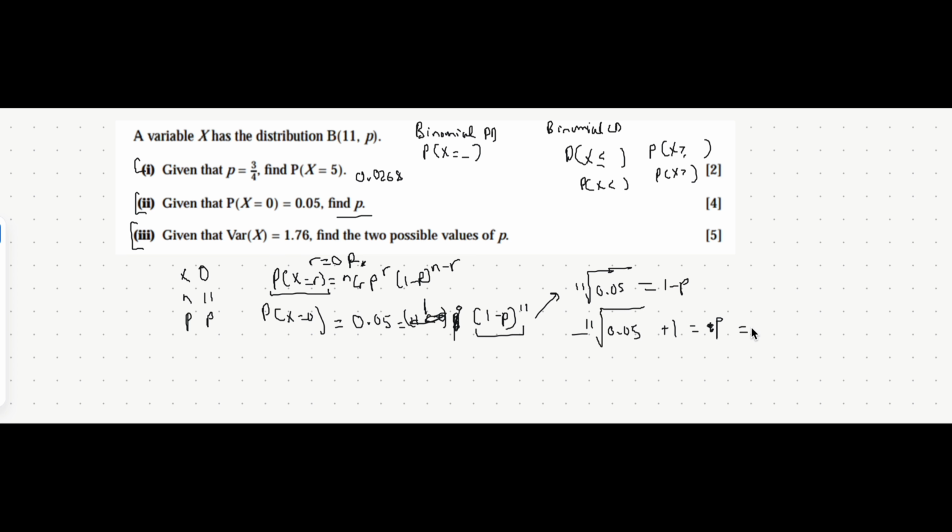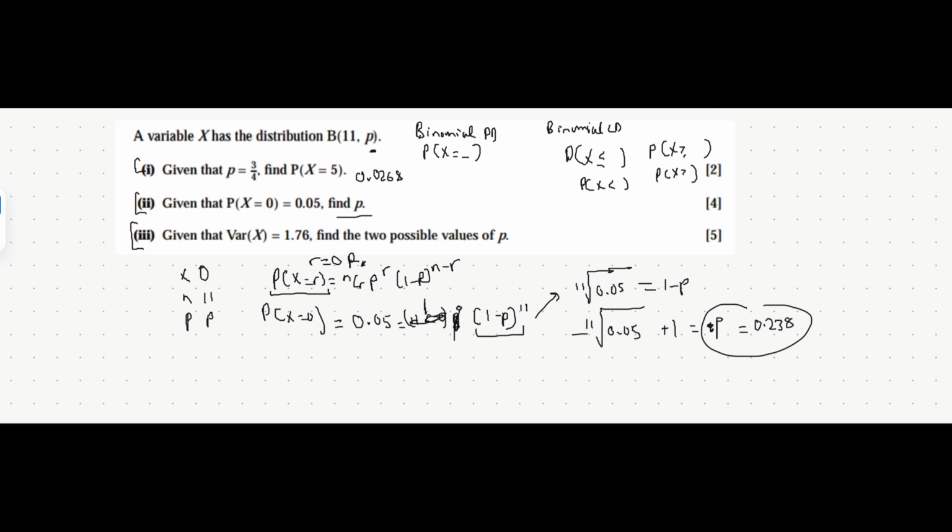So I'm just going to very quickly do that. 1 minus the 11th root of 0.05. And that gets me a value of 0.238. So basically what that means is when the probability is 0.238 and a sample size of 11, the probability of x equaling 0 is 0.05.